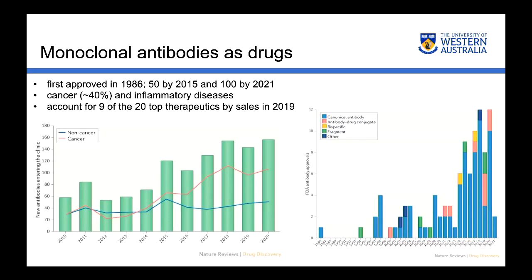I'll just briefly touch on the importance of monoclonal antibodies as drugs. The first antibody was approved not that long ago, 30 years ago, and it took another 30 years to get to 50. But then from 50 to 100 antibodies only took 6 years or so. So you can see how rapidly things are developing as our understanding and technology improves.